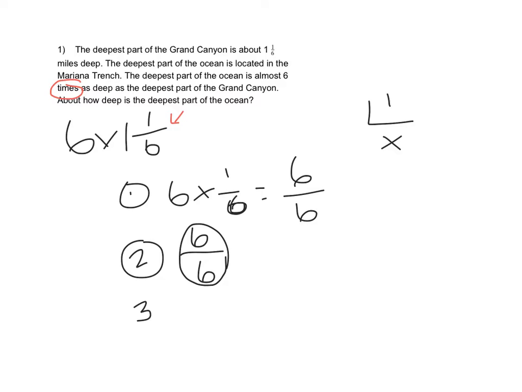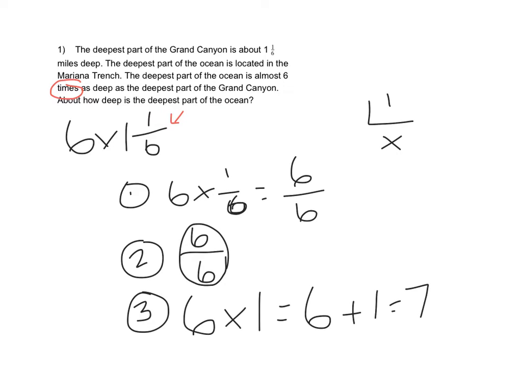Step 3 is to do my whole numbers. I have 6, and I'm going to multiply by 1. 6 times 1 is 6, and then I'm going to add in that whole from part 2. So I now have 7. Step 4 is to put it all together. So I have 7 miles deep because I want to add my label.